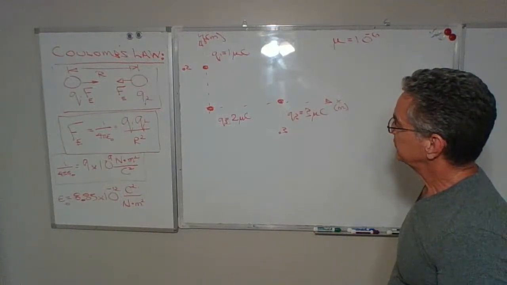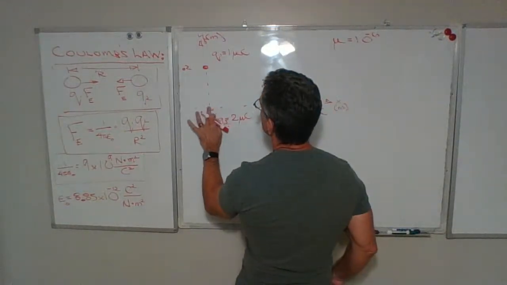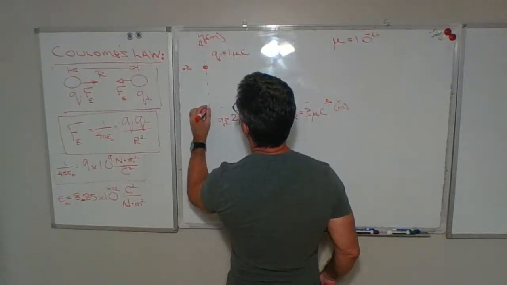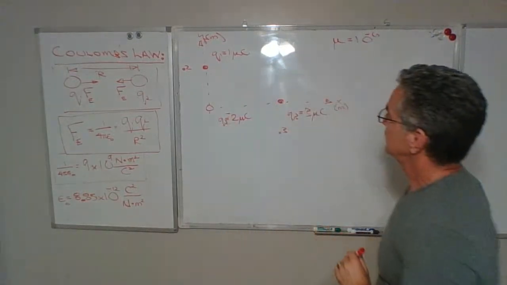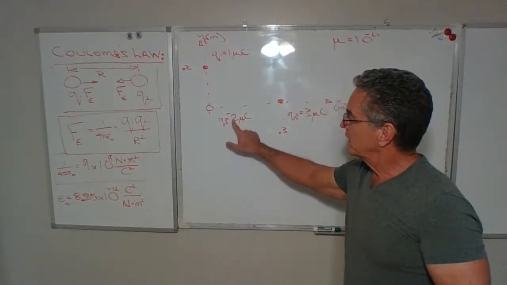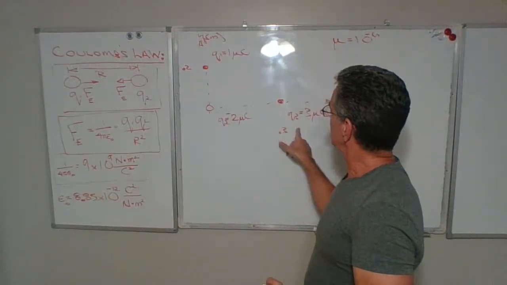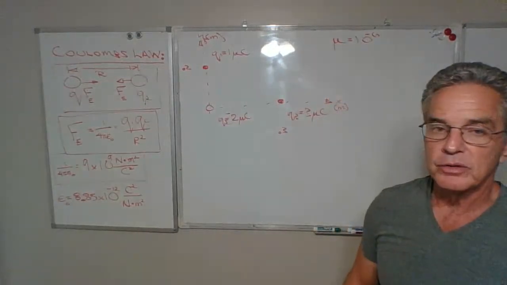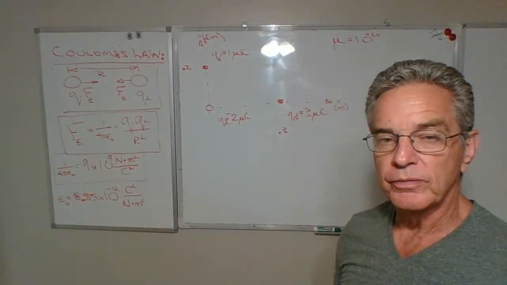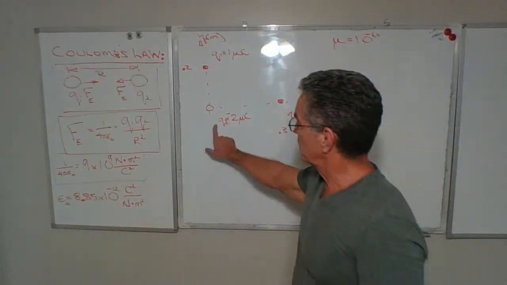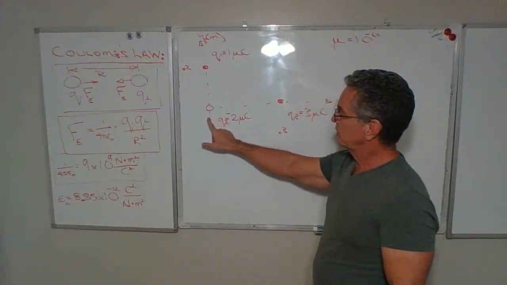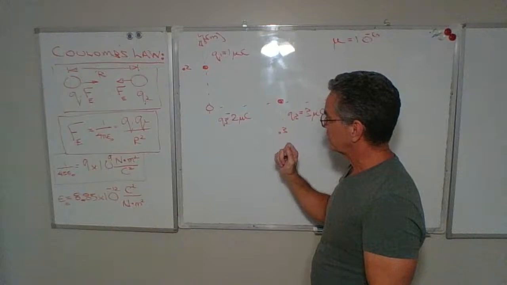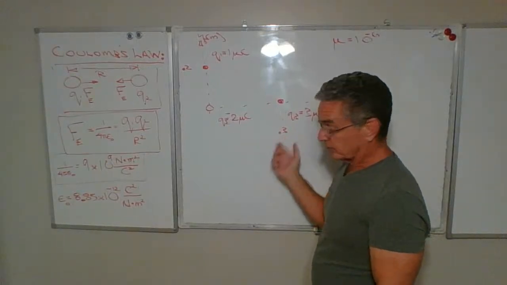Now, you know what, let's make this one a hollow. So this is the one that's going to be a negative charge. Okay, so this Q2 is going to be a negative charge. Q1 and Q3 are going to be positive charges. And we're going to determine what the force is exerted on Q2 due to Q1 and Q3. So now Q2 is negatively charged, Q3 is positively charged. They're unlike charges, so they attract.